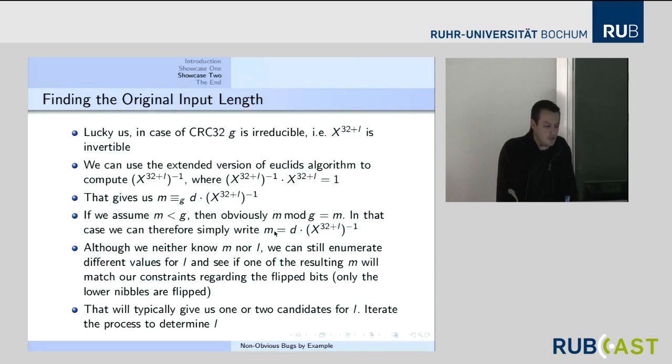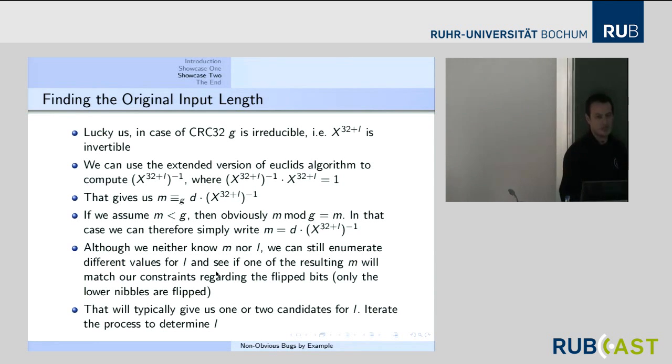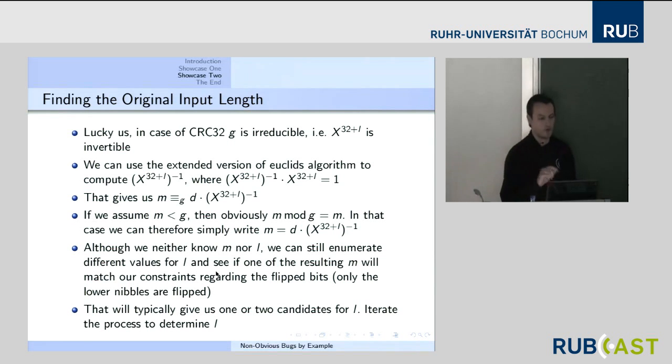But still, this is one equation, 2 unknowns, problem. We don't know M, we don't know L, but what we can try is we can just try to enumerate different values for L, just brute force it, and see if the resulting message M has the format that we expect. So what format do we expect? Well, we expect that only the lower nibbles of the first few bytes have bits set. So the upper nibbles of any bytes should be 0. And if this is not the case, then the L value is not the right one. So then we try the next L value and see if it has the right format and so on.